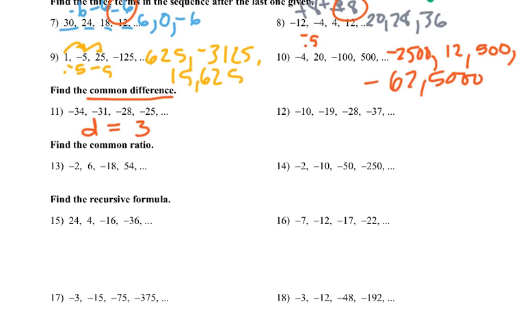12, so it's negative 10, negative 19, negative 28, negative 37. We're adding 9 each time, so our difference is a positive 9. Okay, now 13 and 14, common ratio, that's geometric, so that's the number we're multiplying by. So negative 2 to positive 6 to negative 18, our common ratio would be a negative 3. And number 14, negative 2 to negative 10 to negative 50, we're multiplying by a positive 5. So our common ratio would just be a positive 5.